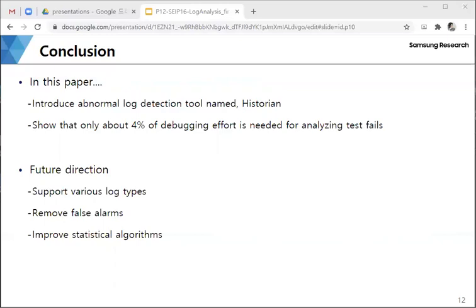For the next step, we plan to support various log types, remove false alarms, improve statistical algorithms, and so on.